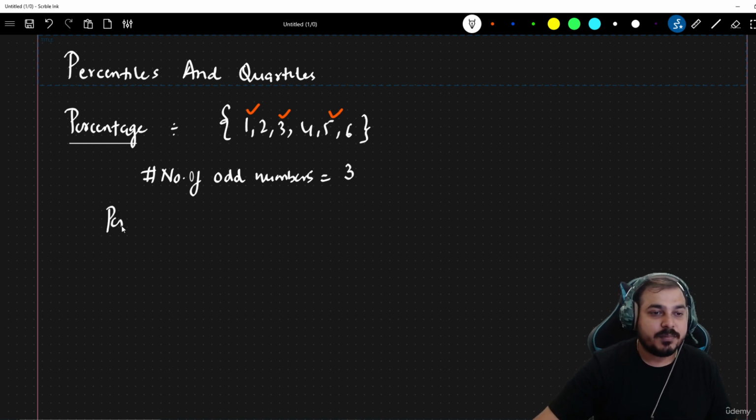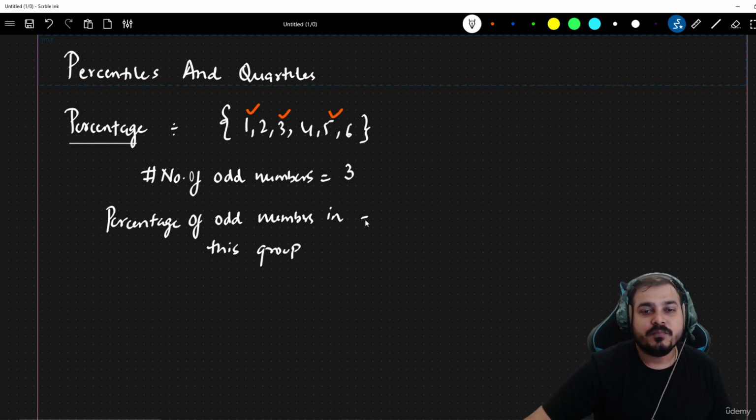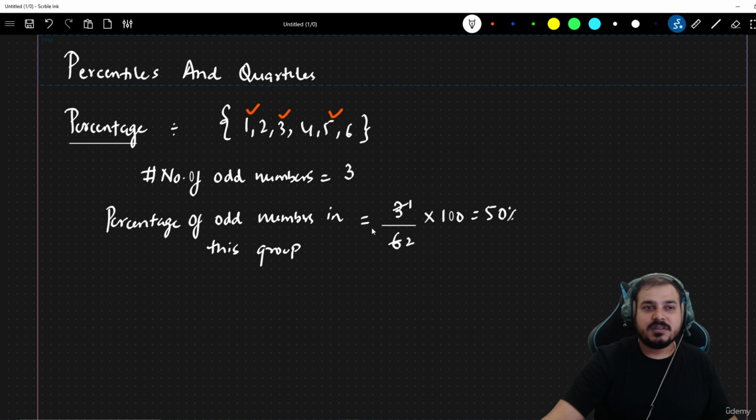Suppose I say, what is the percentage of odd numbers in this group? Then what you do? You basically find out how many odd numbers are there. Fine, I have 3 odd numbers divided by the total number of numbers present in this group. So 1, 2, 3, 4, 5, 6. So 6 numbers are present in this group, multiplied by 100. If you divide this, here I'm going to get 50%, right? So this is how you basically calculate simple percentages.